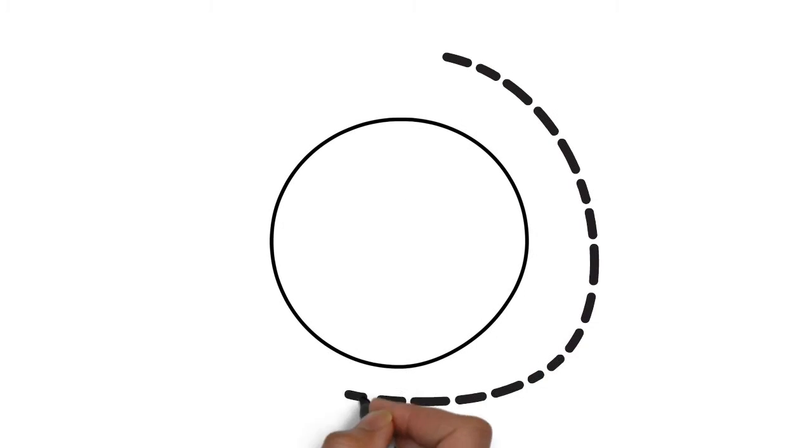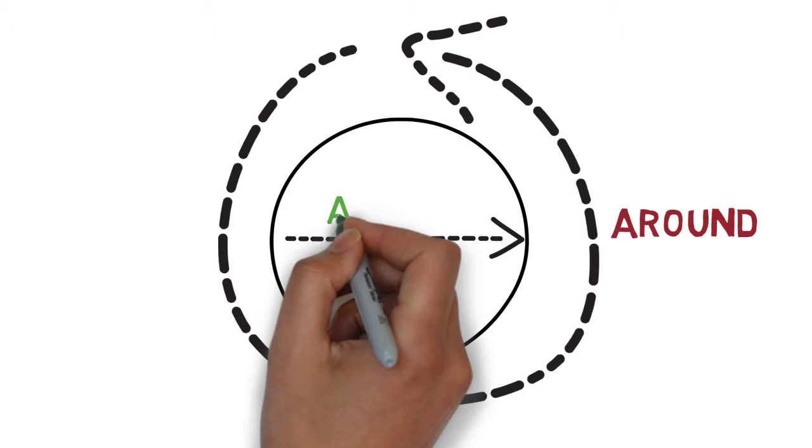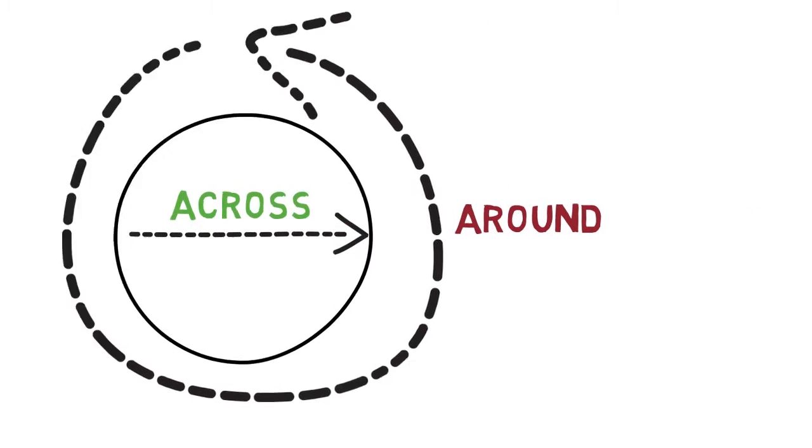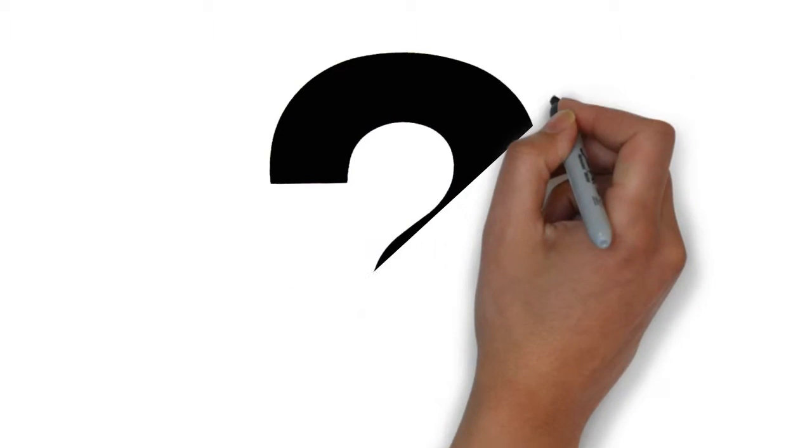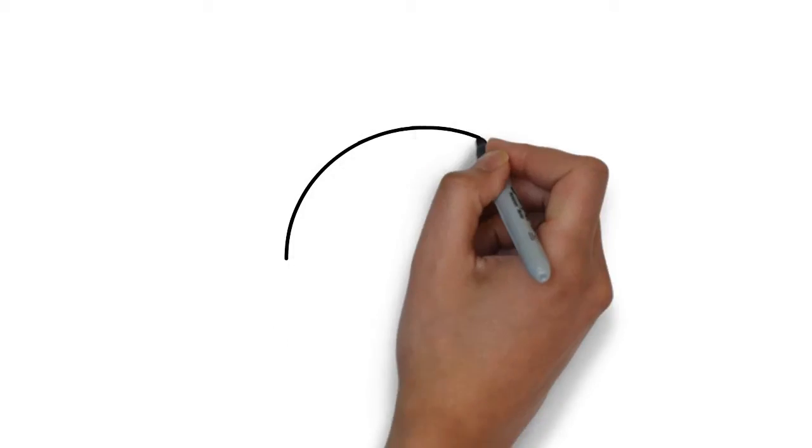So say that you draw a circle on the ground. You tell a friend to walk around the outside, and at the same speed, you walk back and forth across the center, or the diameter, of the circle. How many times will you cross the length of the circle before your friend returns to where they began?